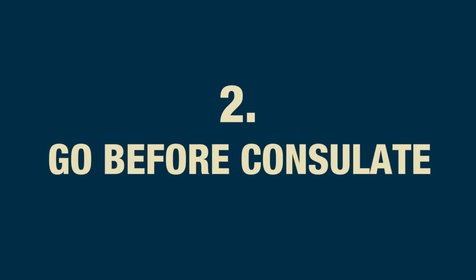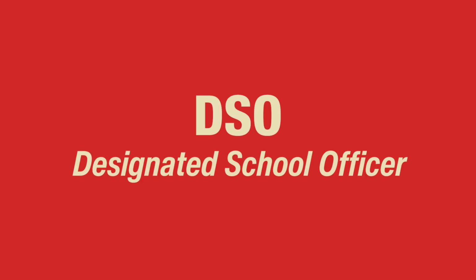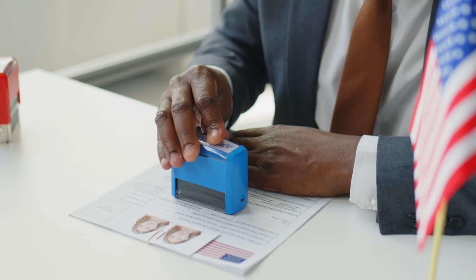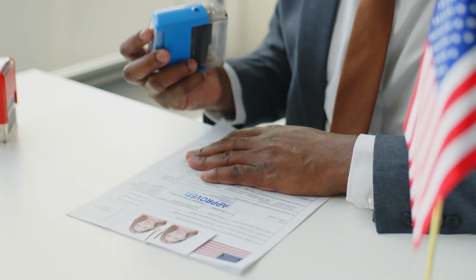The second solution is going back home. Go before the consulate and get a visa and come back in again. And so this is actually what most DSOs advise their students because it's quick. You buy a plane ticket, you fly back, you're issued a new I-20, and it's basically restarting the process, and you go to the consulate and you prove your case.